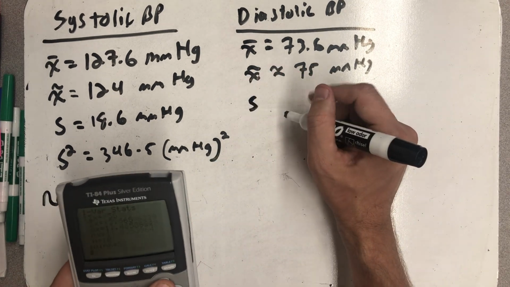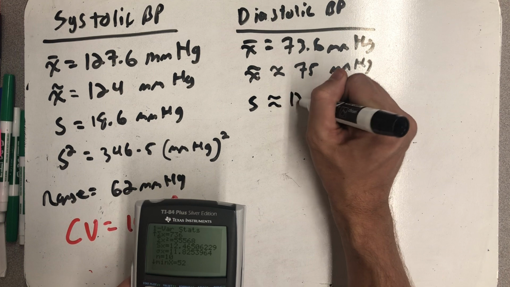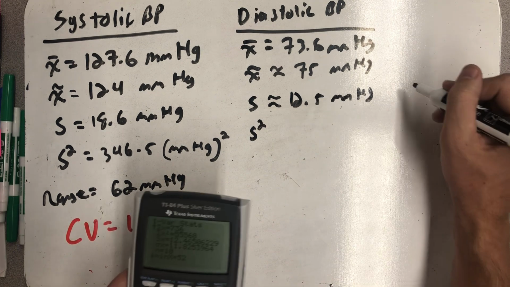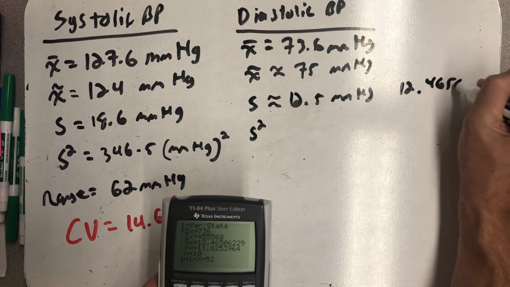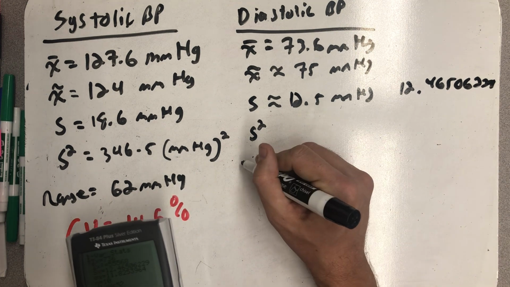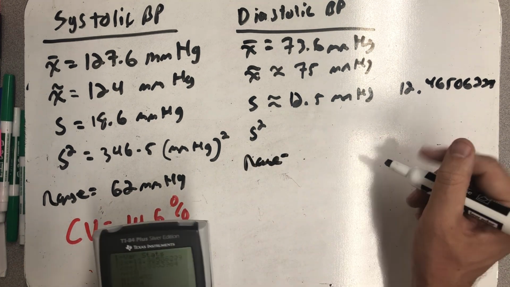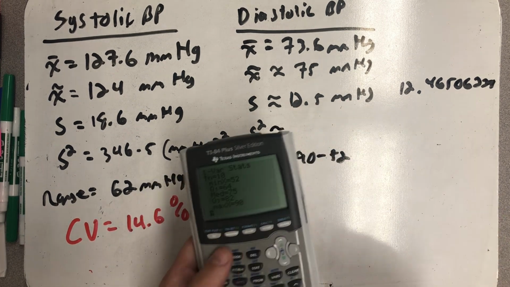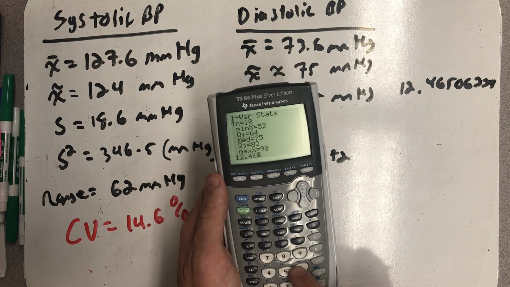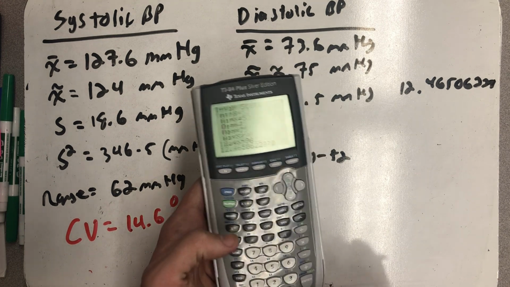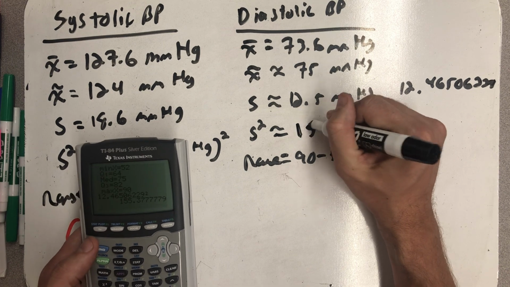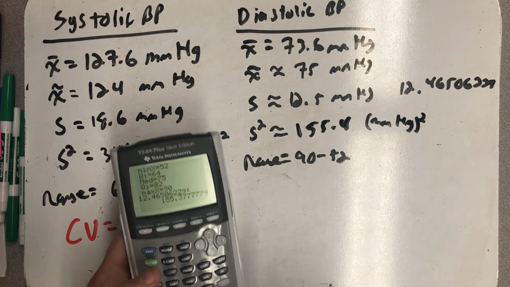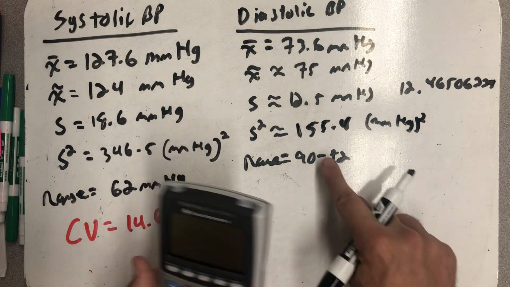Standard deviation, 12.5 millimeters of mercury. I want to write down a few more decimal places here to square that in a minute. And I want to calculate the range, which will be 90 minus 52. All right. 12.46506229 squared. Again, way more decimal places than I need to worry about, but 155.4 millimeters of mercury squared. Then 90 minus 52, we just get 38.